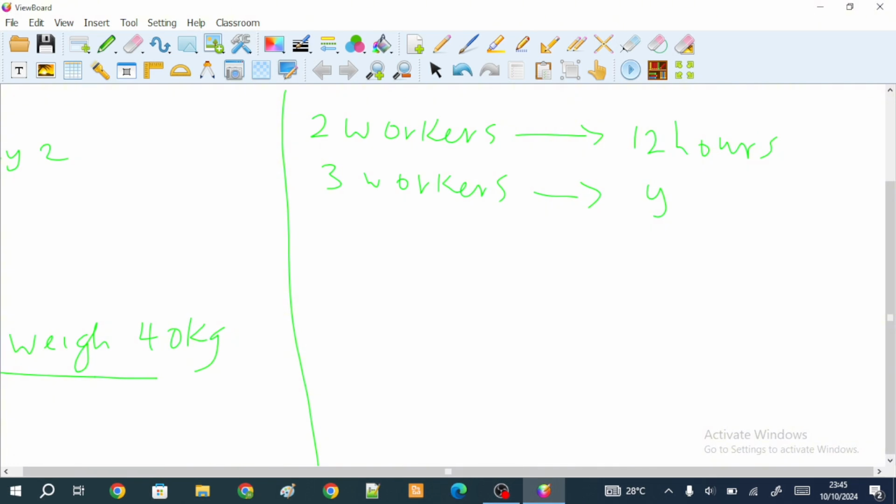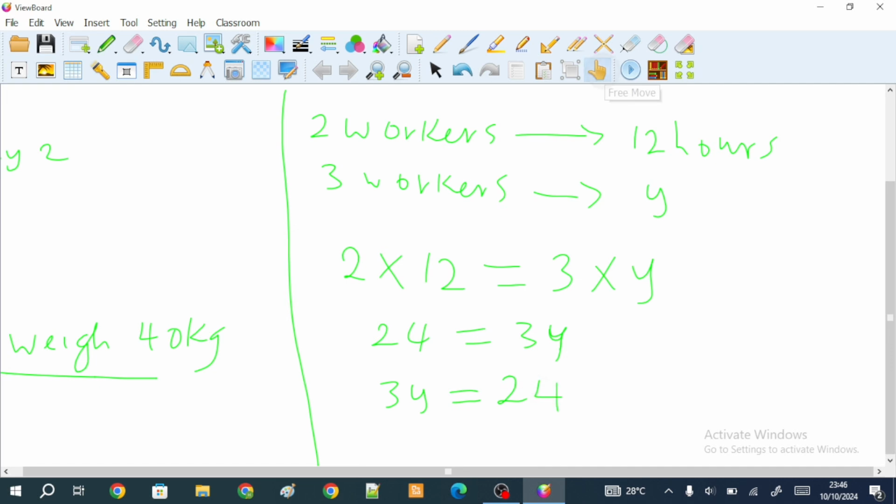So for the first line, I'm going to say 2 workers times 12 hours will be equal to, in the second line, 3 workers times y. This is the difference. For direct proportion, you take the ratio, you divide the left hand side by the right hand side. But for indirect proportion, you multiply the left hand side by the right hand side. So in this case, 2 times 12 is 24, and 3 times y is 3y. So I have 24 is equal to 3y. We can still write this as 3y is equal to 24, because the two sides are equal, we can write any one of them first.